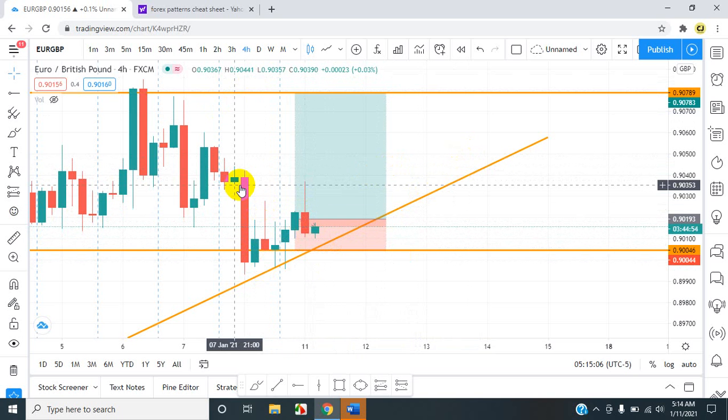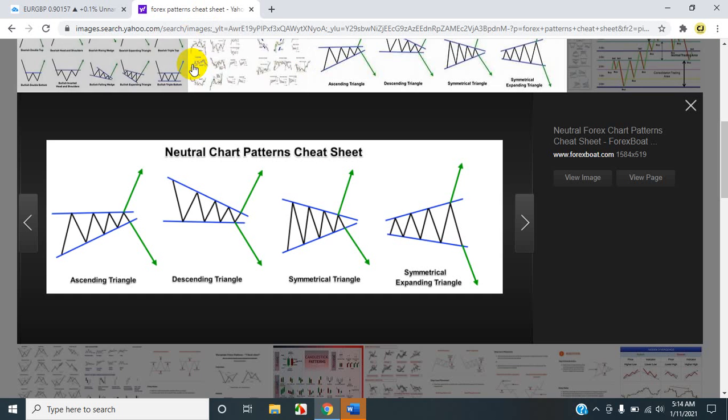Alright guys, let's go over to our Forex pattern cheat sheet, and let's see what's going on. So let's look at some neutral chart patterns on a cheat sheet. The first one we're going to take a look at is the ascending triangle. So when you see ascending triangle, ascending meaning going up, and there's a triangle formation.